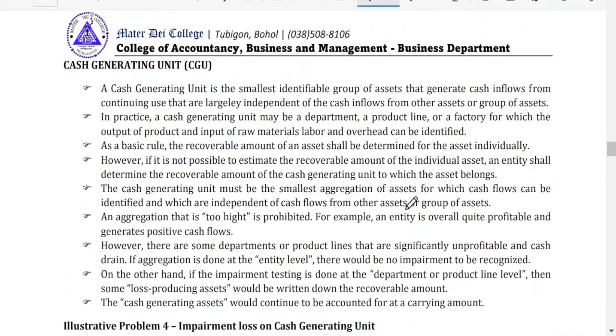Now, let's proceed to the cash generating unit. A cash generating unit is the smallest identifiable group of assets that generate cash inflows from continuing use that are largely independent of cash inflows from other assets or group of assets. It could be a department, a product line, or a factory for which the output of product and input of raw materials, labor, and overhead can be identified. As a basic rule, the recoverable amount of an asset shall be determined for the asset individually.